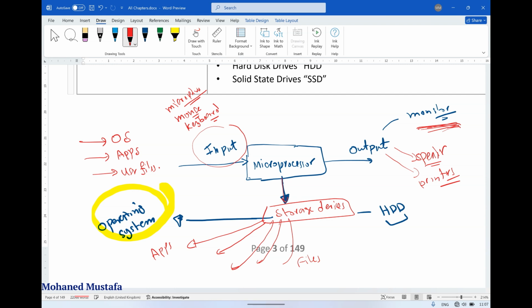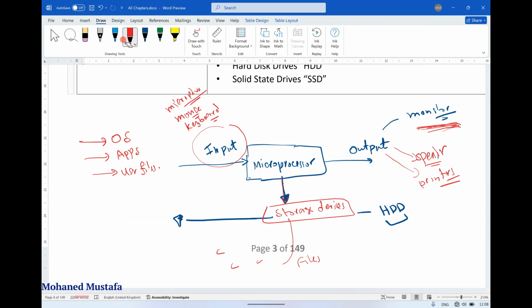Are we good so far? Yes, but there is a problem. The problem is, they found that if we compare the speed of the microprocessor, it can do billions of instructions per second. So it's a very fast speed.